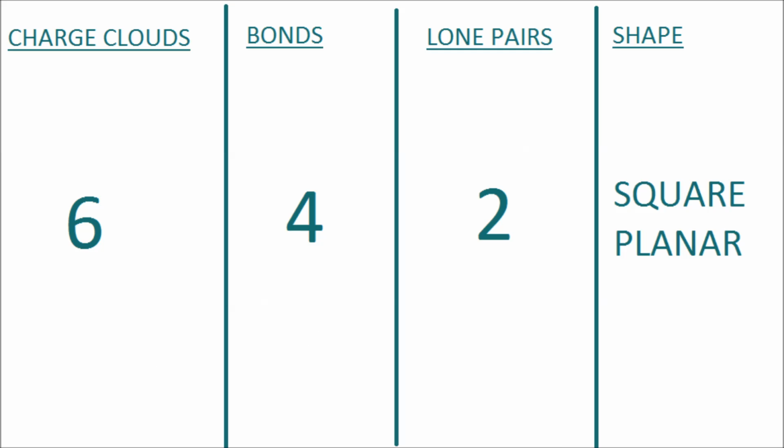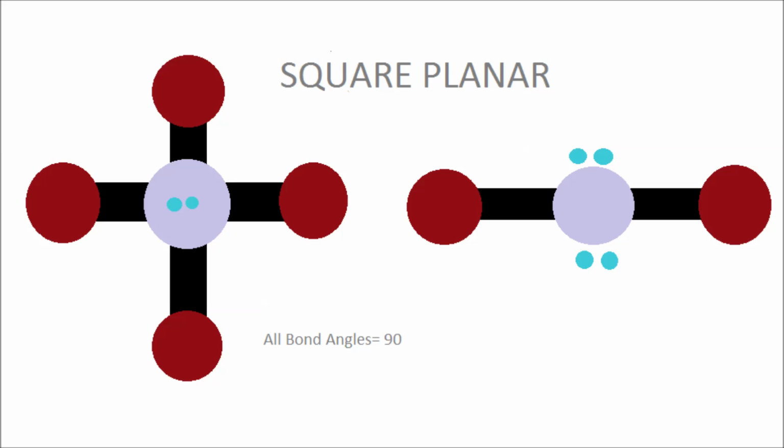Our 13th and final shape is square planar. This consists of six charge clouds, four bonds, and two pairs of lone electrons found around the central atom. The square planar shape has all bond angles equaling 90 degrees.